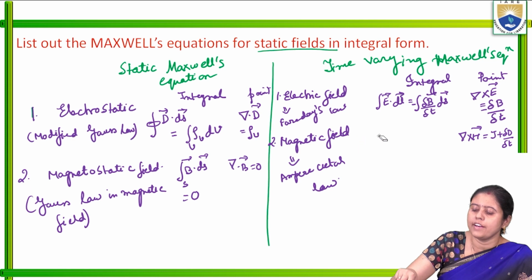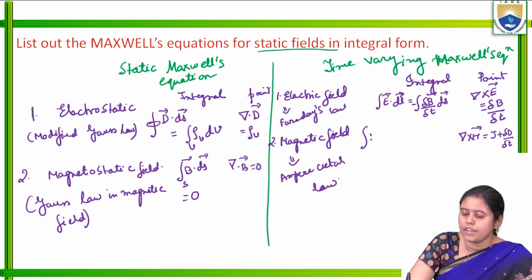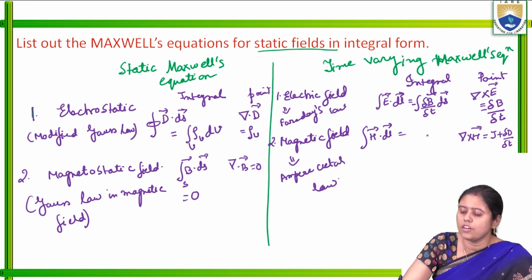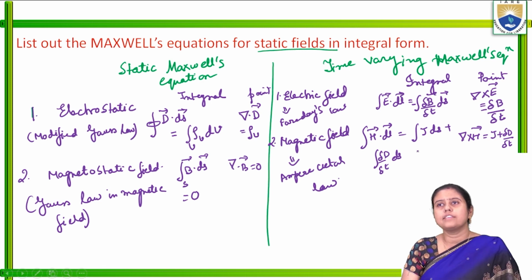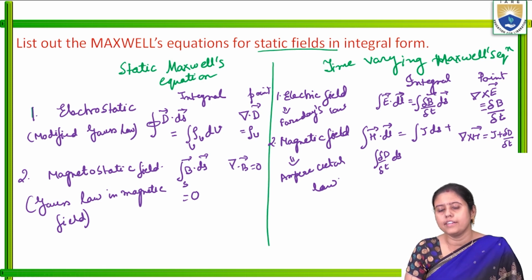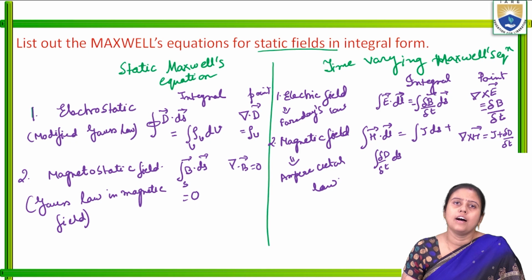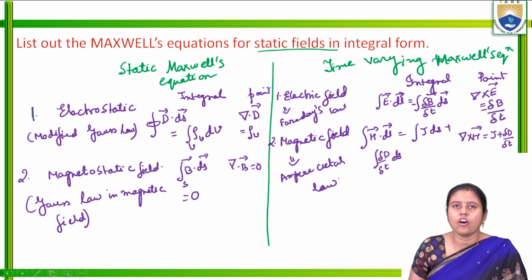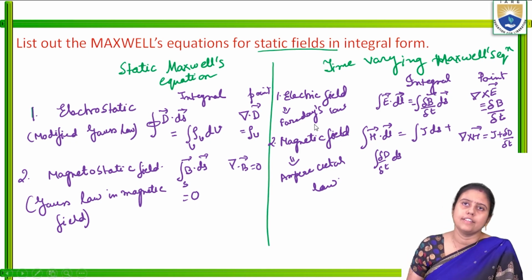So we can also write it like this: closed integral H dot dl is equal to integral J dot ds plus integral del D by del t into ds. So what is del D by del t? Del D by del t is nothing but the leakage current or the displacement current density.